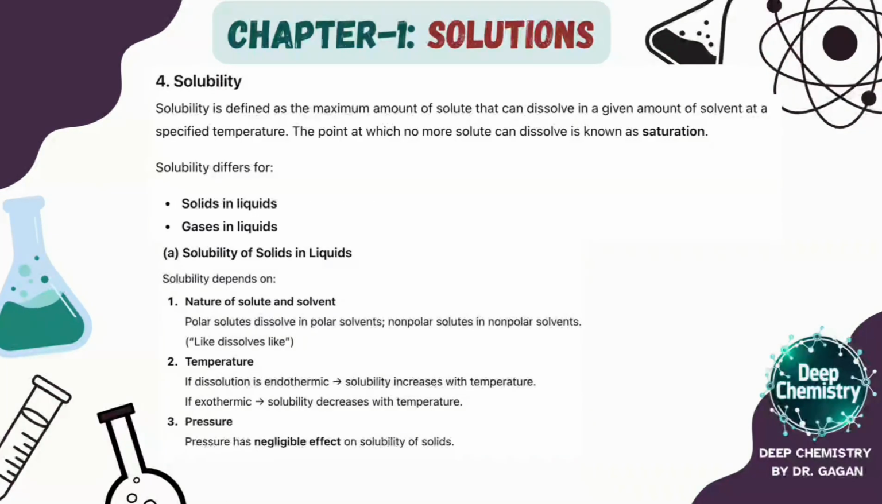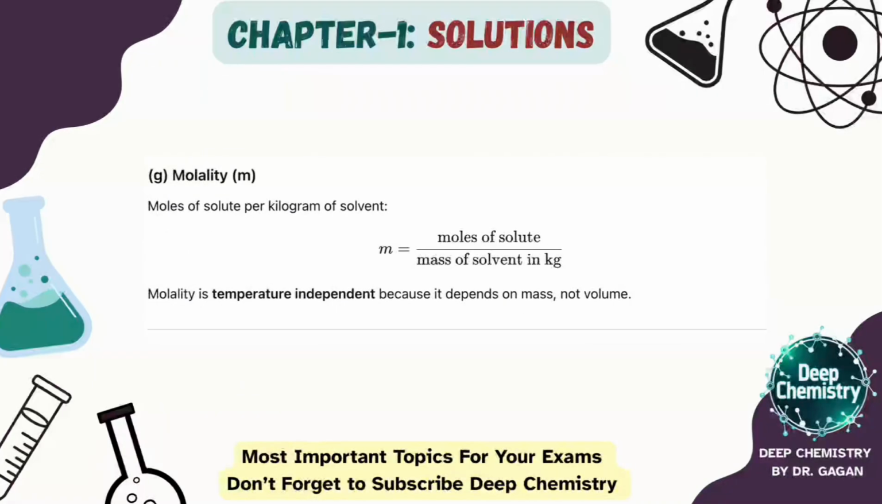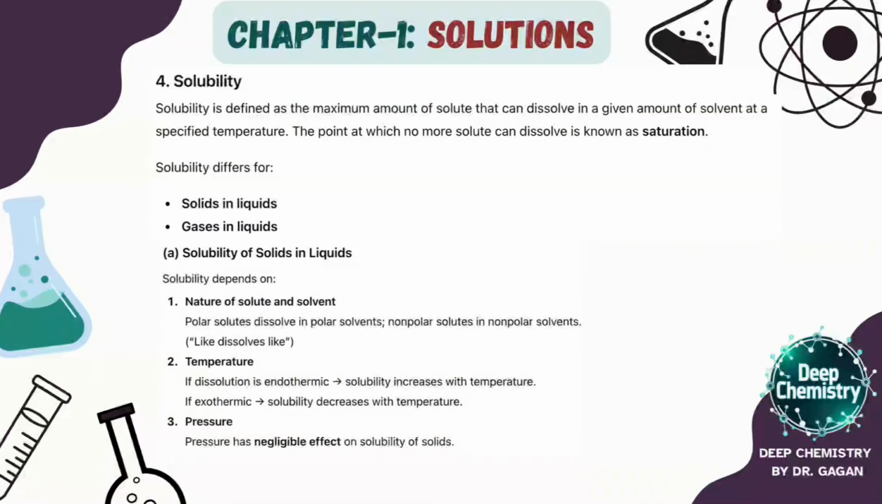Next is solubility. Solubility is defined as the maximum amount of solute that can dissolve in a given amount of solvent at a given temperature. The point at which no more solute can dissolve is called saturation. Solubility differs for solids in liquids and gases in liquids. For example, in case of solids in liquids, the solubility depends on the nature of solute and solvent.